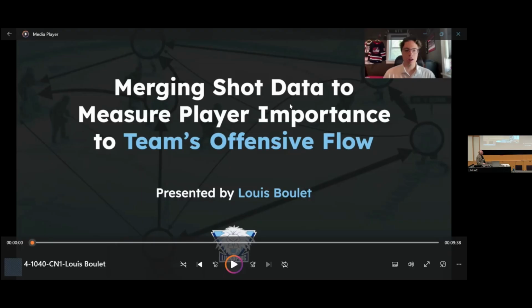So the first one is about how important a player is for a team's offensive flow. Interesting idea. So we'll get to hear about it.